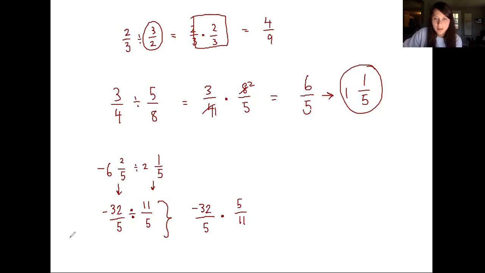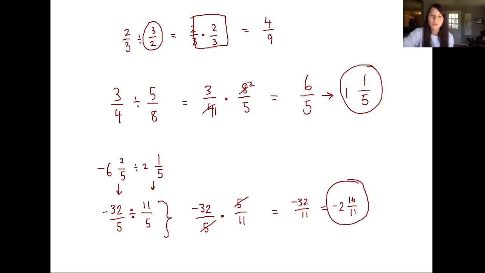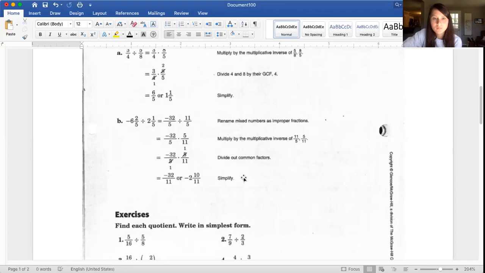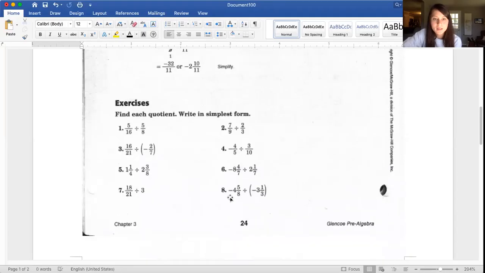And then when I work this out, I can cancel my 5s. And then all I would have left is -32/11. And then when I work that out, I have -2 and 10/11. That's my final answer after I've changed it back into a mixed number. So I think that makes sense. And I think you've practiced this before. So I'm going to let you work on your study guide. Go ahead and do 1 through 8 and check back in when you are done.